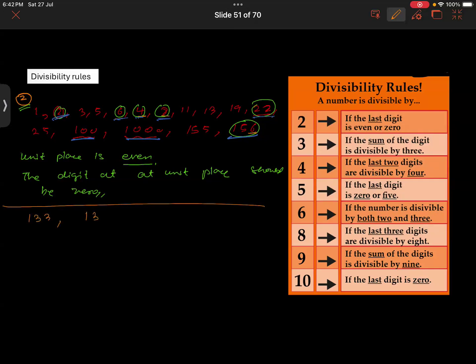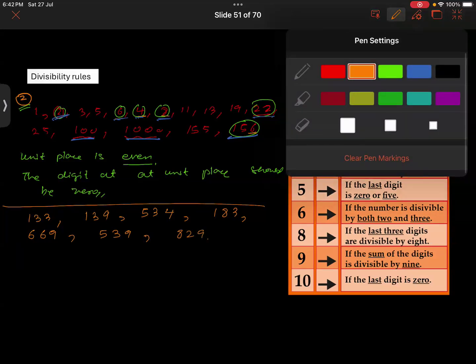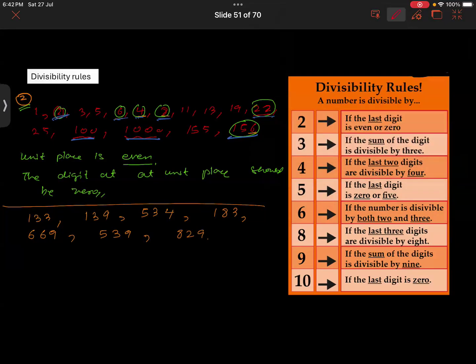133, 139, 534, 183, 669, 539, 829. So if I were to tell you to find whether they are divisible by 3 or not, how are you going to do that? Are you going to simply start dividing them by 3, or is there some trick which we should be following here?